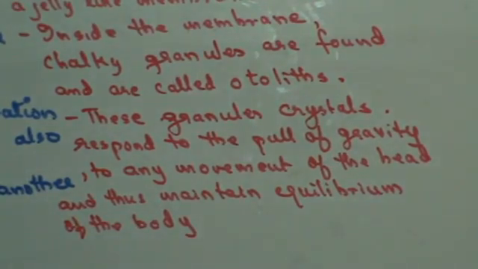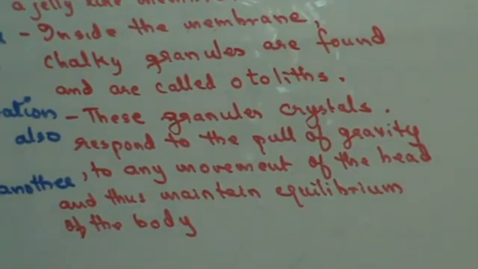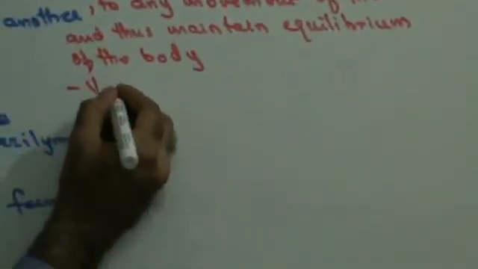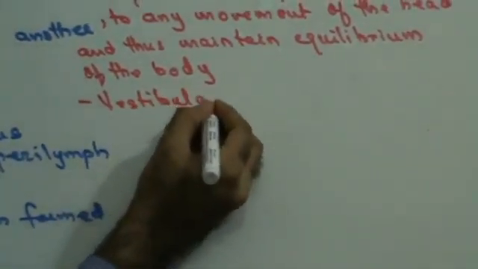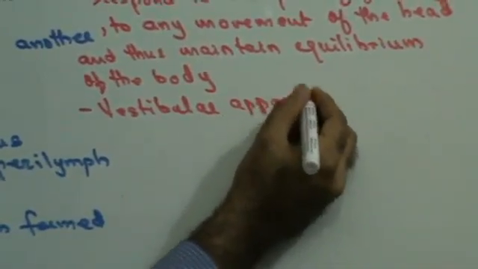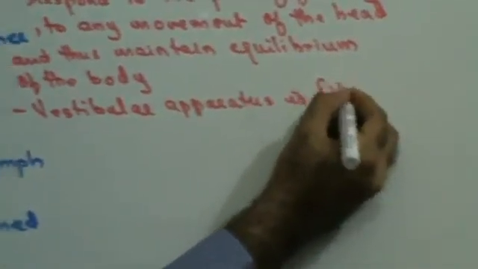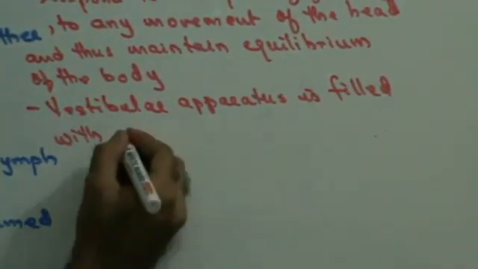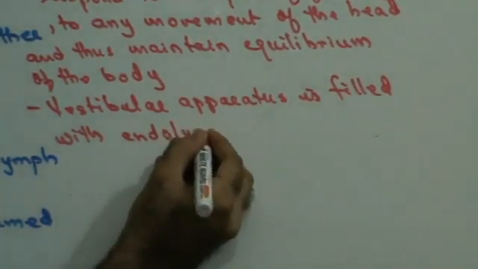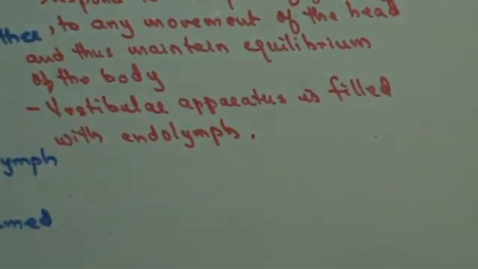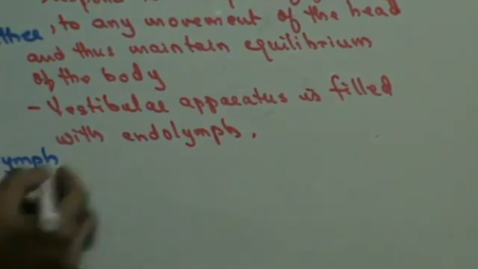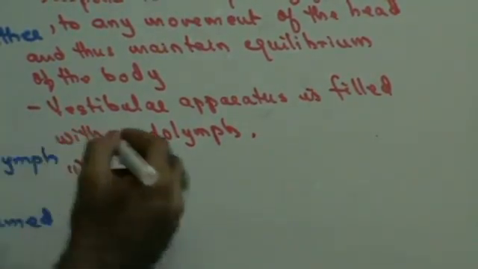Now the entire vestibular apparatus is filled with a fluid called endolymph. Right? So that was my vestibular apparatus. Let's come to the next part, that is, the second part you have, the cochlea.